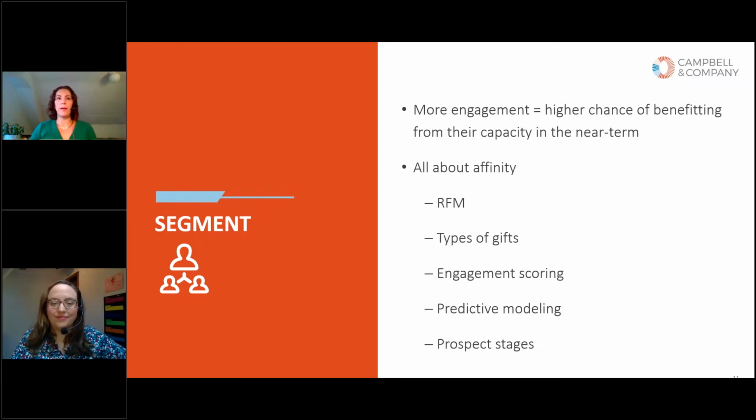And then finally, prospect stages. So if you have flagged somebody as in cultivation through the great major gift work that your team is doing, it's likely that that prospect has stronger affinity because they're working closely with your team through a relationship management strategy. So we would want to factor that into our segmentation as well.